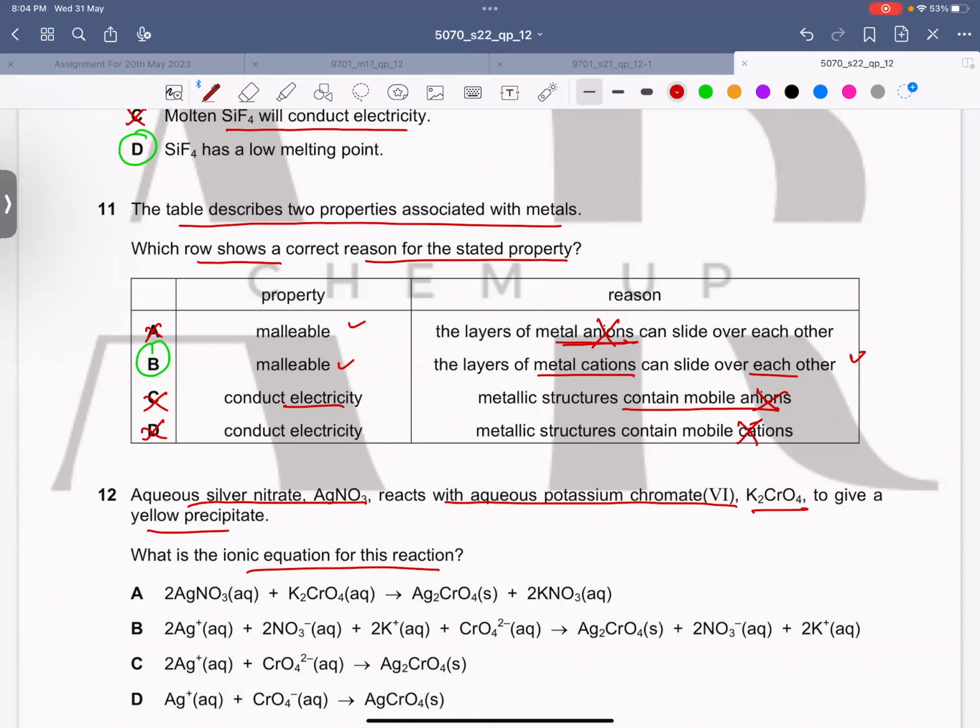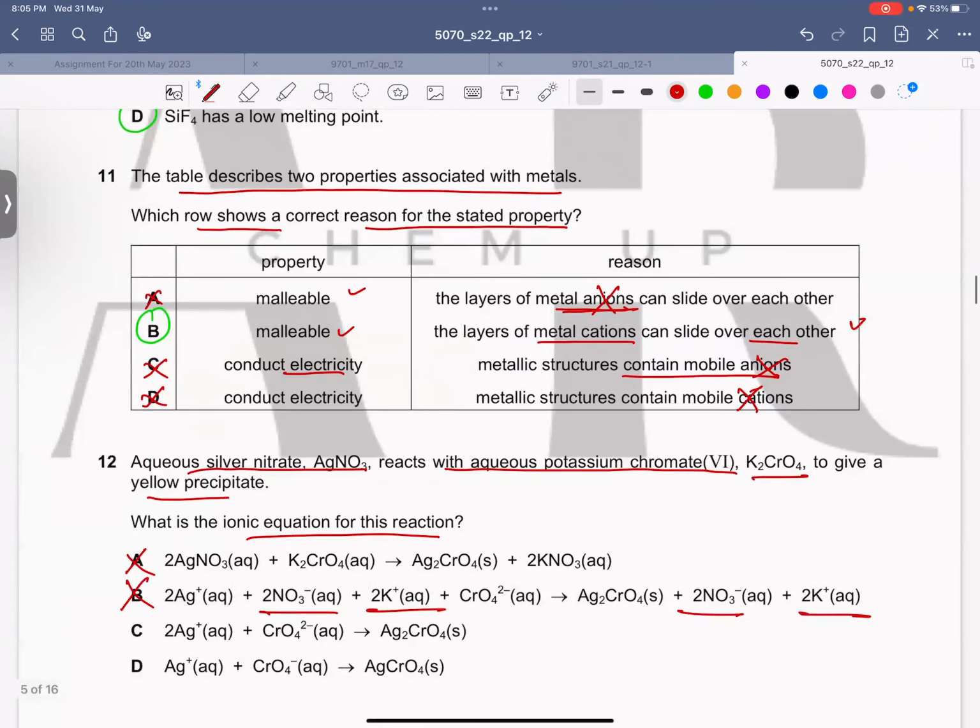We are asking for the ionic equation, so A is completely wrong. A would not be the ionic equation. B is also wrong, sir. B is also not the ionic equation. Because these are aqueous over here and aqueous over here, so they must be eliminated. Now you are left with C and D.